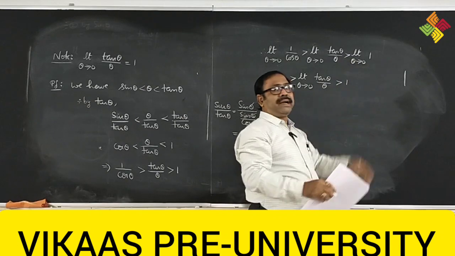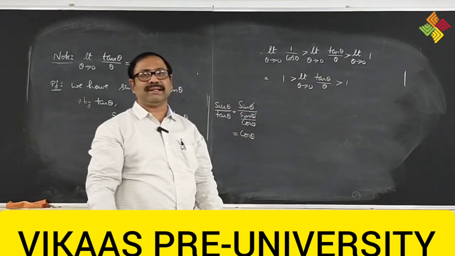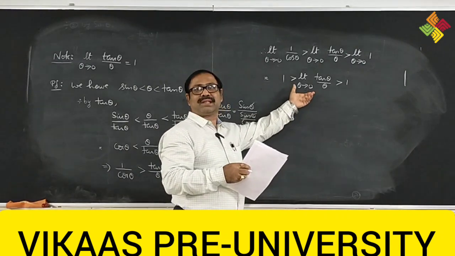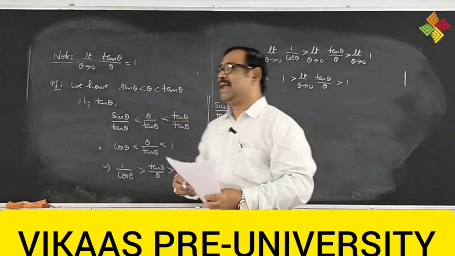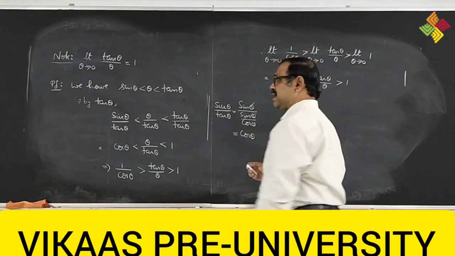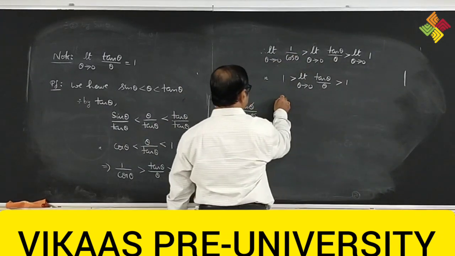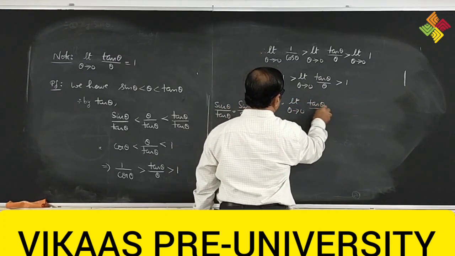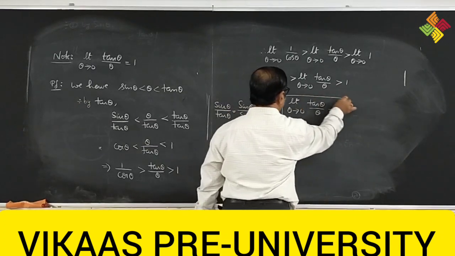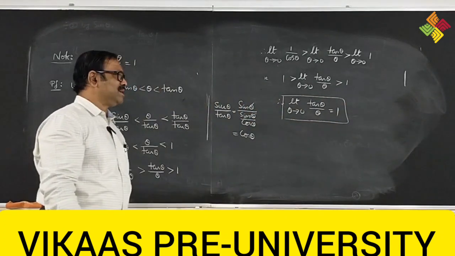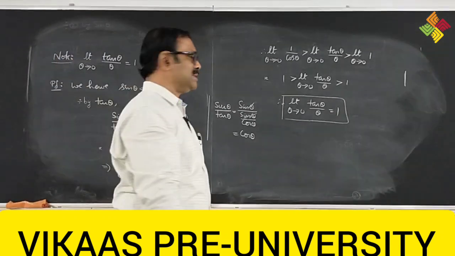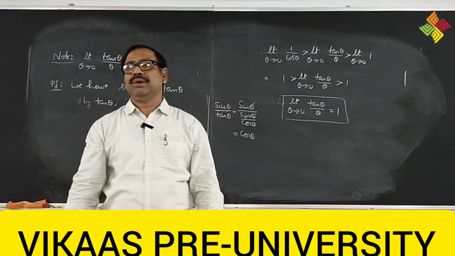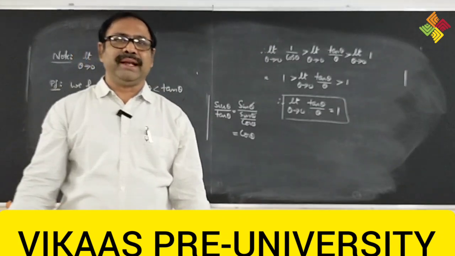While limit theta tending to 0 of 1 is a constant, equal to 1. Now we are again getting a limit which is strictly greater than 1 and strictly less than 1. Therefore we write limit theta tending to 0 tan theta by theta is equal to 1. So this is the second very important result. Have you understood the idea now?